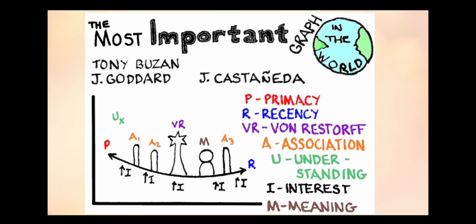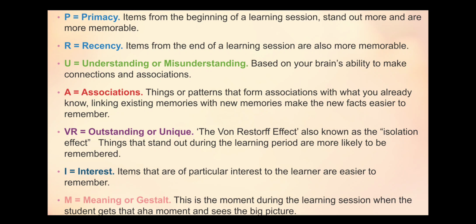Now let's look at the definitions once again on the next slide. Primacy: items from the beginning of a learning session stand out more and are more memorable. Recency: items from the end of a learning session are also more memorable. Understanding, and sometimes misunderstanding also, is remembered more based on your brain's ability to make connections and associations. Associations: things or patterns that form associations with what you already know. Linking existing memories with new memories makes the new facts easier to remember. Therefore, connecting it with the previous knowledge is extremely important.